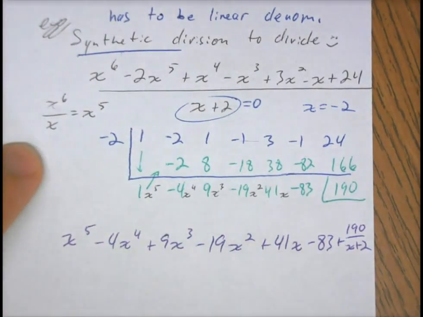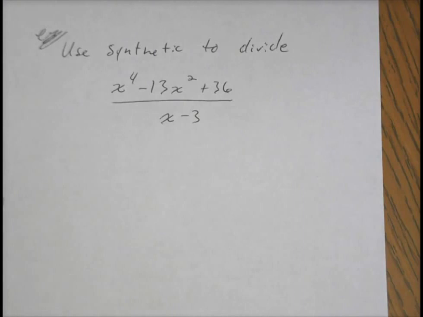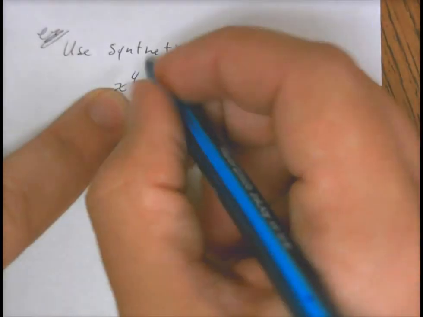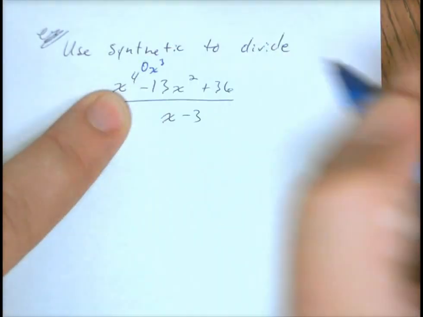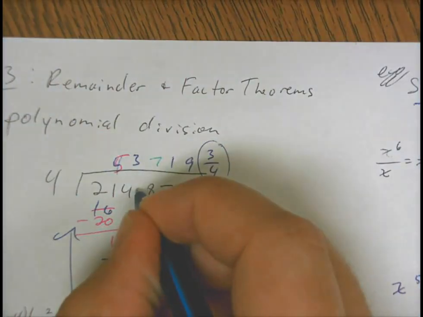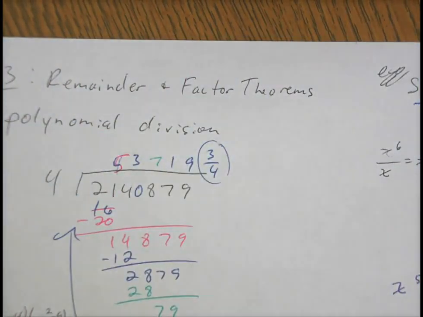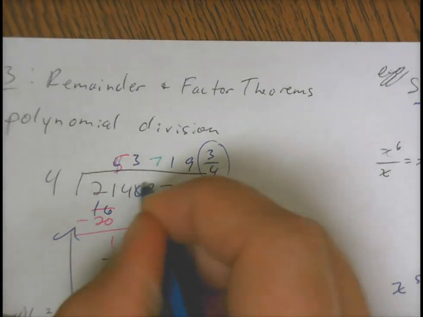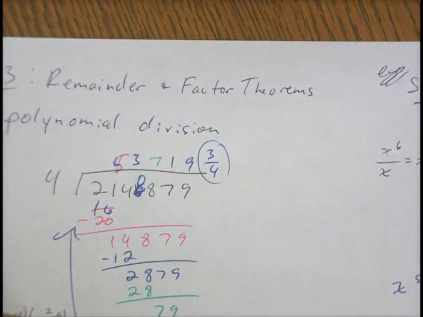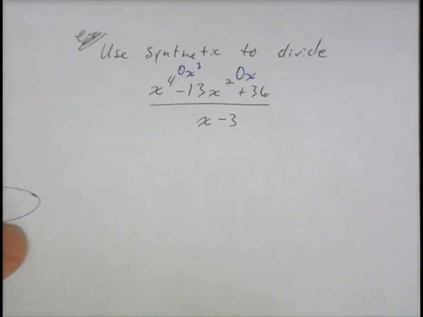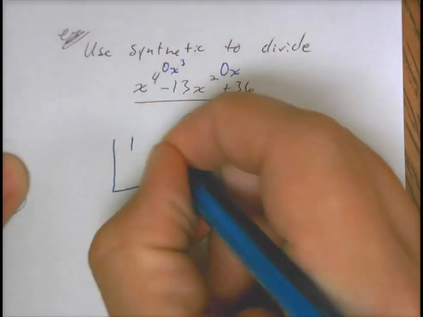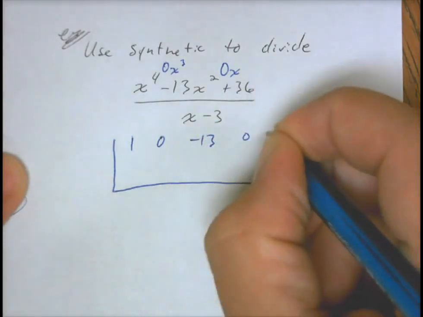A lot faster than long division. Okay, again, we are going to use synthetics to divide. Notice in this one, though, it goes from x to the fourth to x squared. If it skips any terms, we need to make sure that we put in a 0 as a placeholder. Just like if we had 2,140,879, we wouldn't just ignore this 0 because it's a 0. We would have to write it there because that's a part of your number. So this is a part of your polynomial having the zeros there. So in the synthetic division, I will write 1, 0, negative 13, 0, 36.